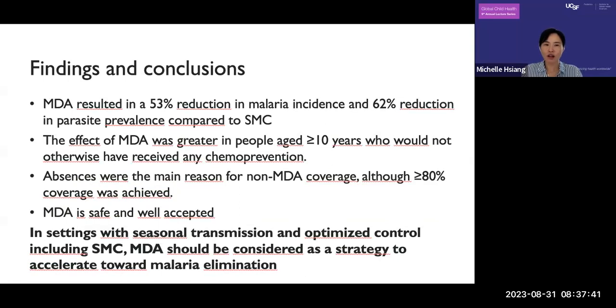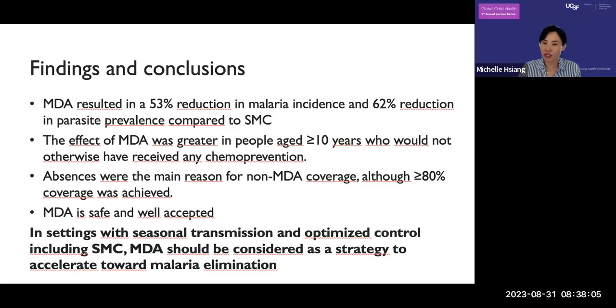So overall, we found that MDA decreased malaria incidence by 53% and prevalence by 62% compared to SMC. We saw more of an effect in the older age groups for incidence. And that made sense. With the prevalence, why we're seeing more of an effect in the younger, we're still thinking through, but we think it might be an artifact of our coverage in the survey.